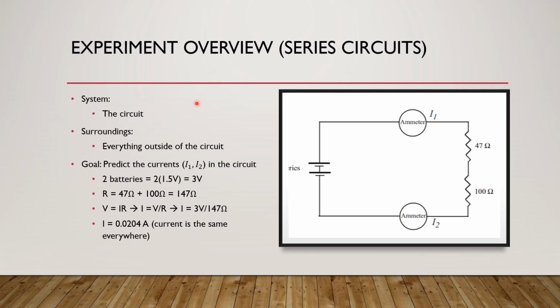For an overview of series circuits in this experiment, the system would be the circuit, the surroundings would be everything outside of the circuit, and the goal for this section was to predict the currents I1 and I2 within the circuit. How you do this is the two batteries both equal 1.5 volts, so you multiply by 2 and you get 3 volts, and then you add the total resistance, which is 47 plus 100, and that gives you 147. Then using Ohm's law, you can determine the current, which is equal to 0.02, and the current would be the same everywhere. So I1 equals I2.